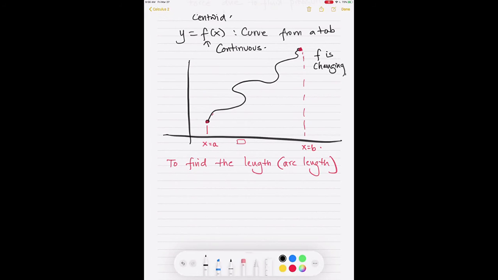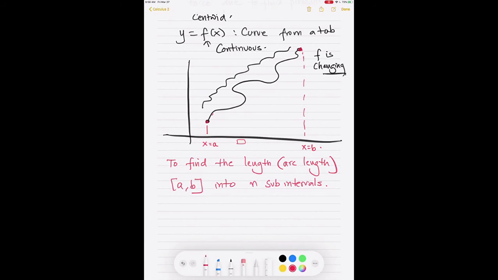I drew this for a reason, but you can imagine this one doing these kinds of maneuvers as well. So you want to know the length of this one. Whenever things are changing, what do we do? First we chop it up. So I'm going to divide AB into n sub-intervals.